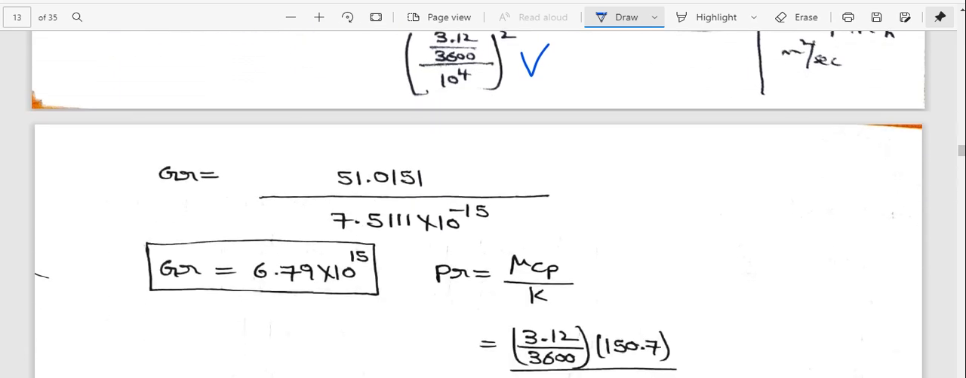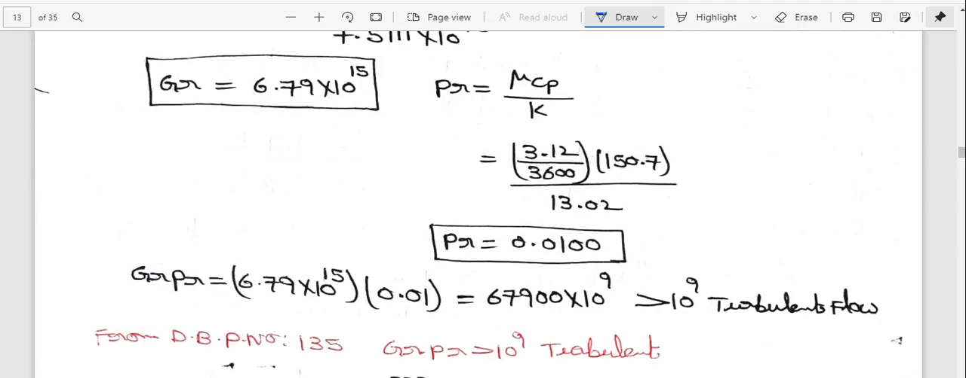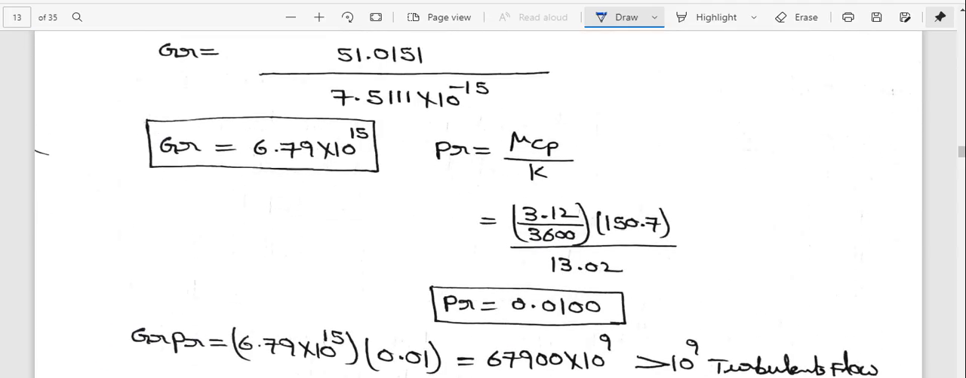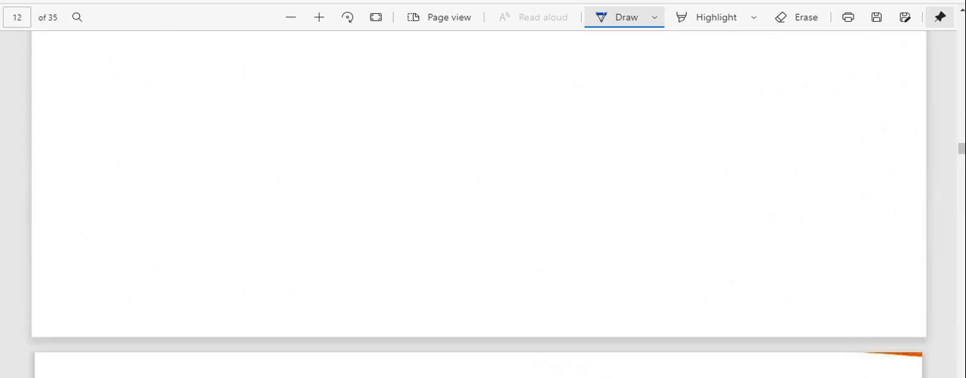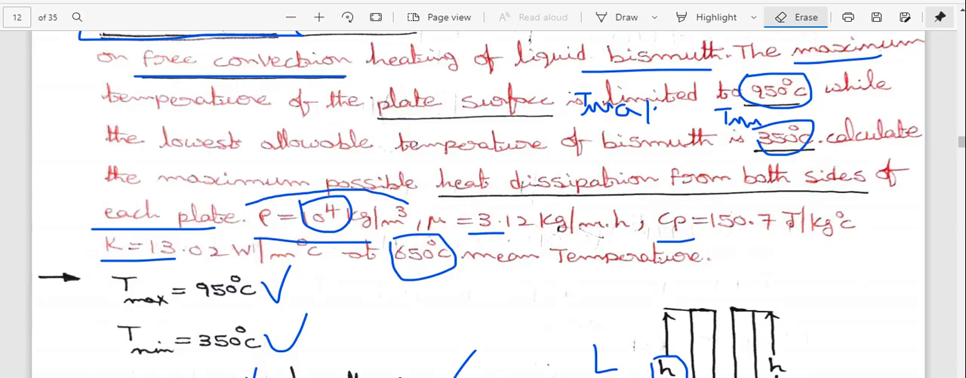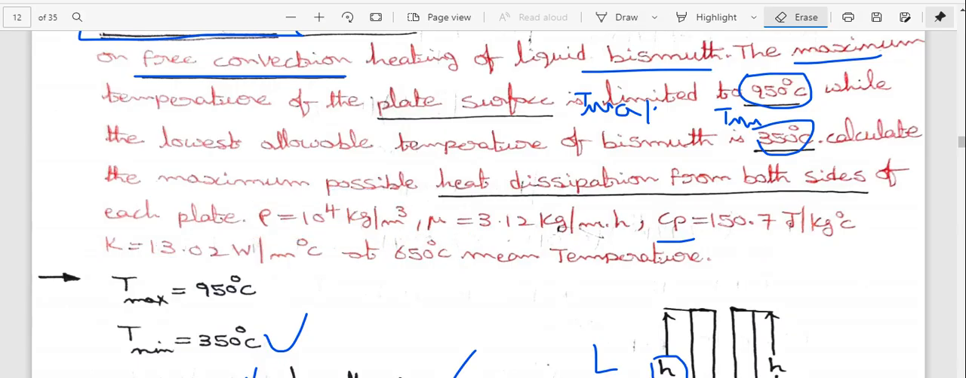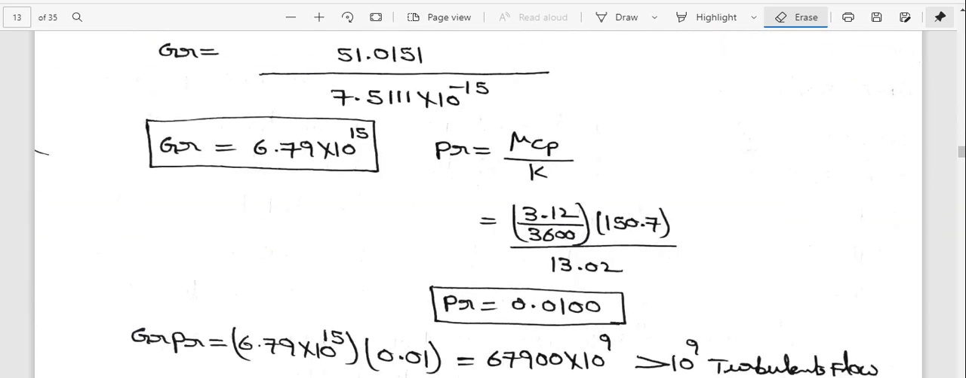After simplifying this equation, Gr is equal to 6.95 into 10 power 15. The Gr value is 6.9579 into 10 power 15. So the Gr value is 10 power 15. Now we need to calculate the Prandtl number value. In this question, the Prandtl number value is not mentioned in the properties values. So I am considering the Prandtl number formula from data book page number 111.